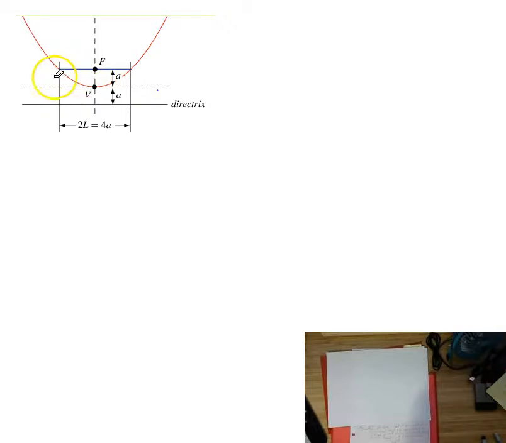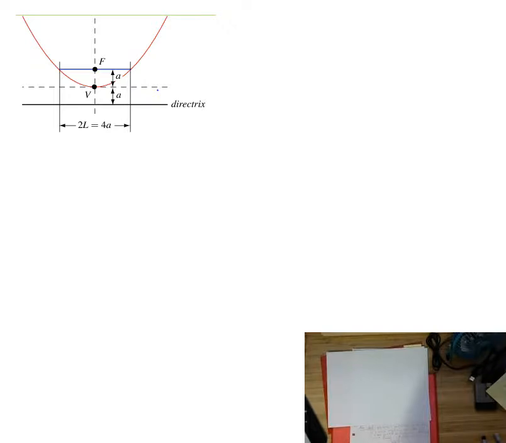So from the focus to the edge of the parabola is 2a, from the focus to the other edge is 2a, which means that since this is 2a, this part makes a perfect square, and this part makes a perfect square, so that the whole thing is making a rectangle of length 4a and height 2a.